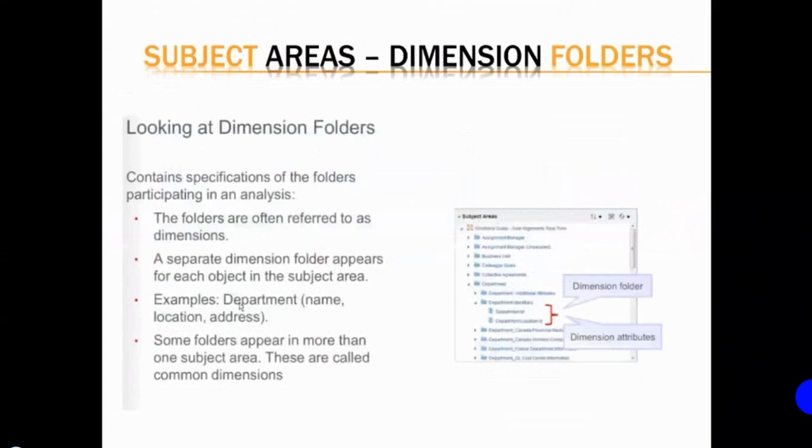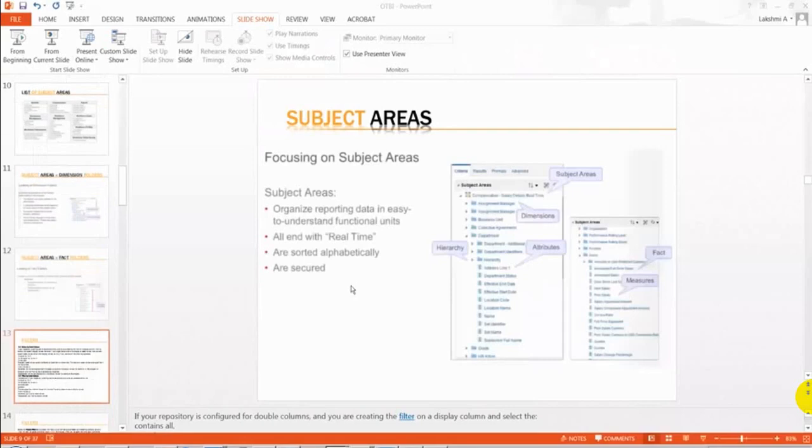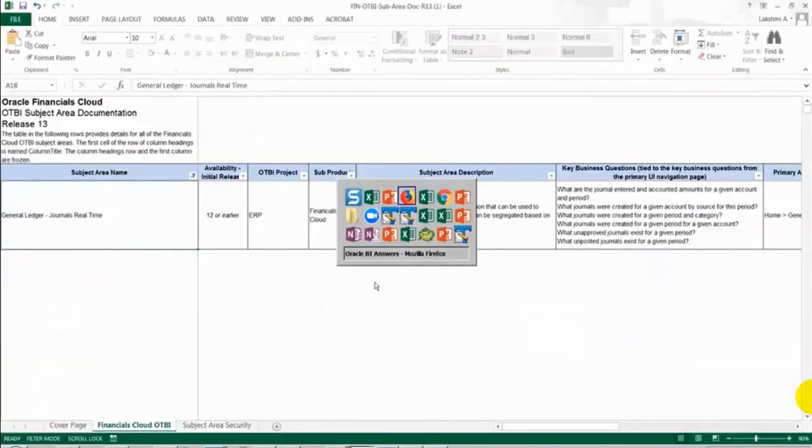Example, if we say worker subject area, department is a dimension. Within the department, we have sub dimensions. Example, department identifier and department additional identifiers are attributes. And within the department identifier dimension folder, we have the list of attributes. Those attributes can be facts and measures basically. Okay, so that's the basic structure.